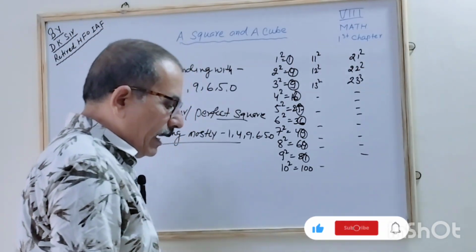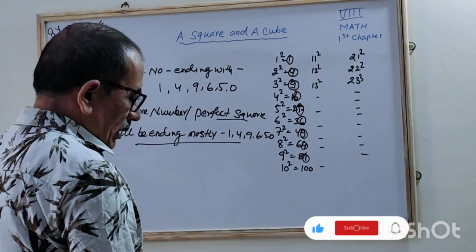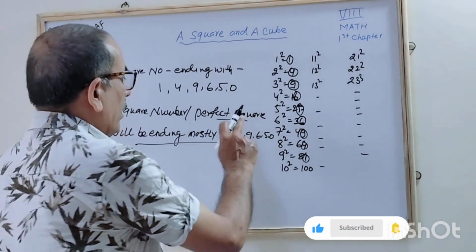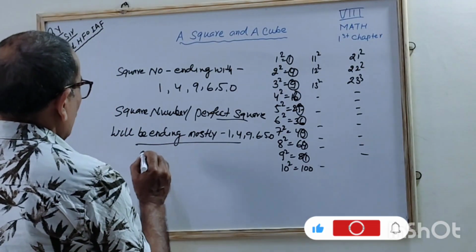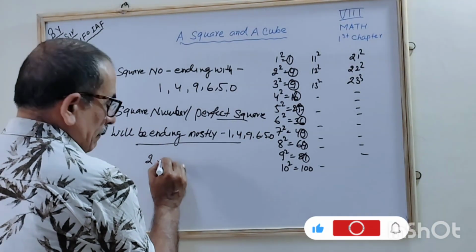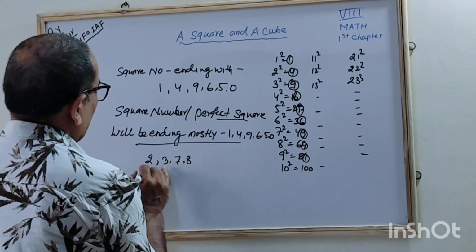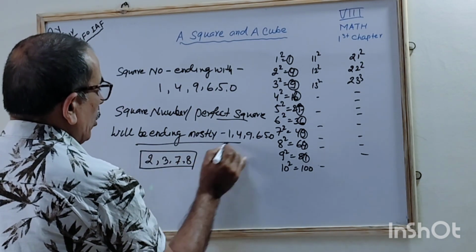It can be a perfect square or a square number, correct. Here, you find that 2 is not there, 3 is not there, 7 is not there, and 8 is not there. These four numbers are not there.